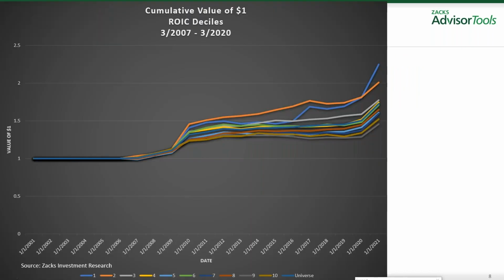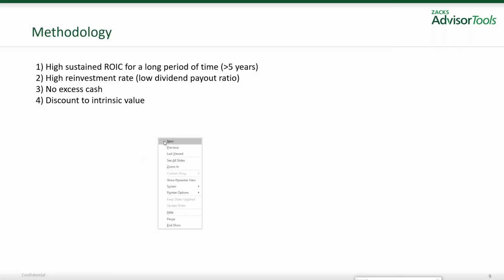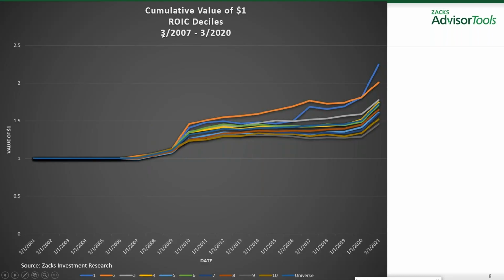So let's take a practical look at this. All this sounds great in academics or in theory, but how has this performed over time? And we can see a little bit of what this looks like. I used our Zacks backtesting software to put this to the test and see how well this performs. And so these are deciles of ROIC from 2007 to 2020. And you can see here that clearly the best performing deciles are the top two right here, the blue and the orange, are the top decile and the second best decile.